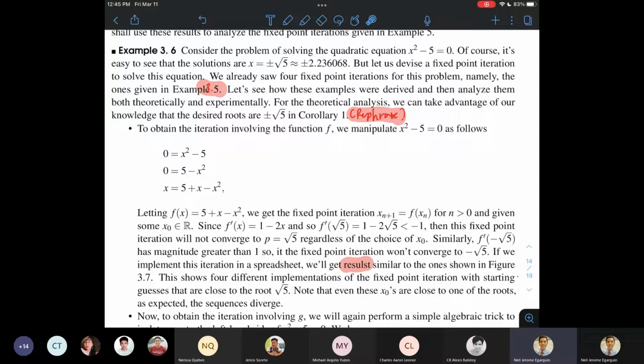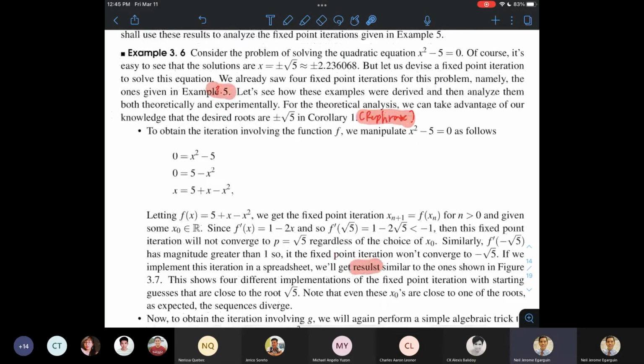And then I can use this fixed point iteration to solve this quadratic equation x squared minus 5, kasi ang solution nito ay plus or minus root 5. Okay? Now, luckily, alam natin yung root, so pwede natin gawin talaga yung analysis kanina. So ang root niya ay plus or minus root 5, which is plus or minus 2.23 or plus or minus 2.24. Tapos balikan natin yung mga nandun sa example 5.